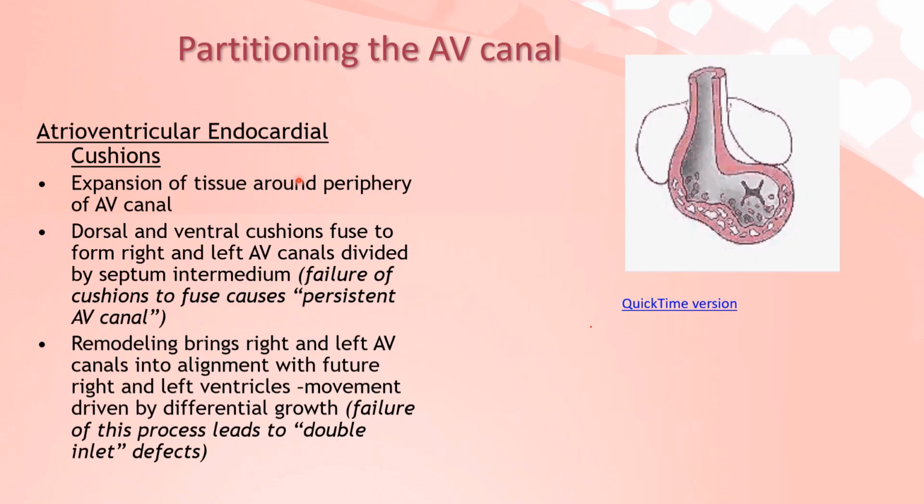So, partitioning the AV canal: the expansion of tissue around the periphery of the AV canal, the dorsal and ventral cushions, fuse to form the right and left AV canals divided by the septum intermedium. Remodeling brings the right and left canals into alignment with the future right and left ventricles. With further development in this area, and with the flow of blood in the ventricles, the valves are formed by the endocardial cushions, and the pectinate ligament and the musculi tendineae are also formed over here. So these are the two links for the animated videos of heart development.